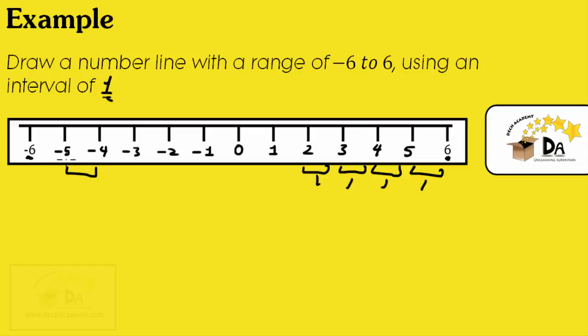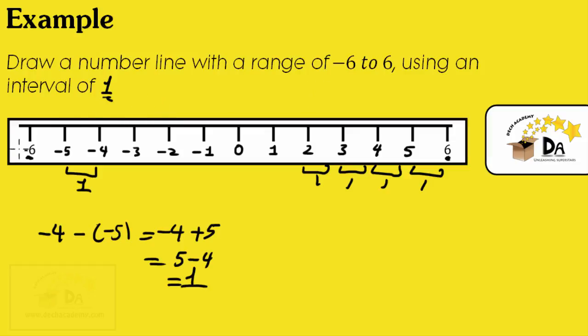Considering the same thing here, taking -5 from -4 gives 1, because that's -4 minus -5, which is -4 plus 5, which is the same thing as 5 minus 4, which is 1. So we have a complete number line with a range of -6 to 6 and an interval of 1 as required by the question.